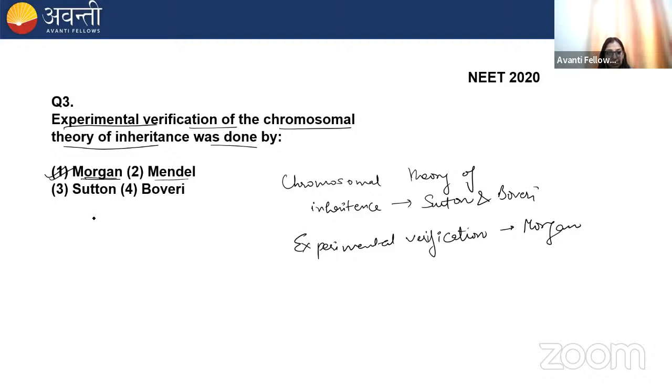Mendel worked on pea plant. Sutton and Boveri proposed the chromosomal theory of inheritance, and the experimental verification of the chromosomal theory of inheritance was done by Morgan, and he worked on Drosophila.